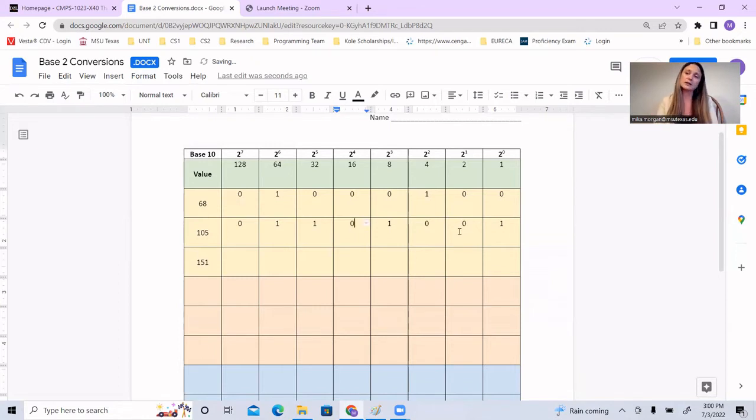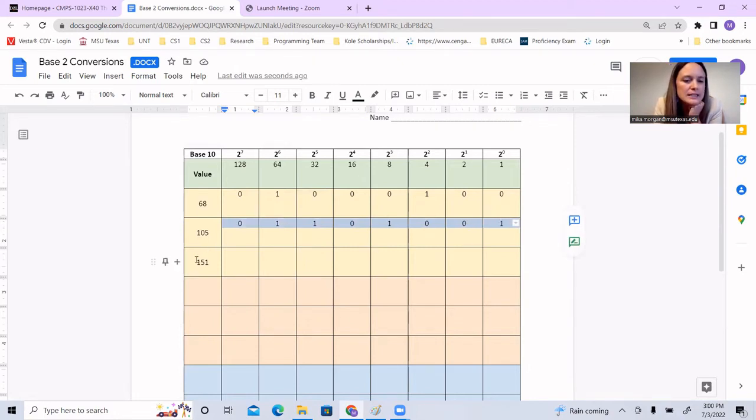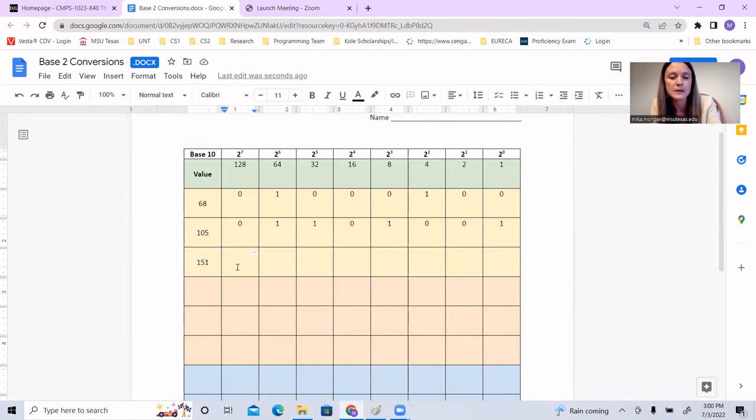I don't care if you use a calculator on these things, that's fine. I'm not trying to test your mental math or whatever. I'm not interested in that. I'm more interested in whether you understand the concept and know how to do it. And here is an example where we do need a 128 because 151 is larger than that. So we'll do this as a last one.